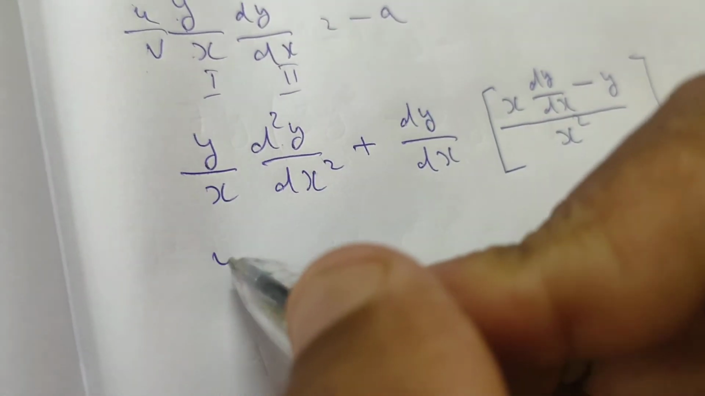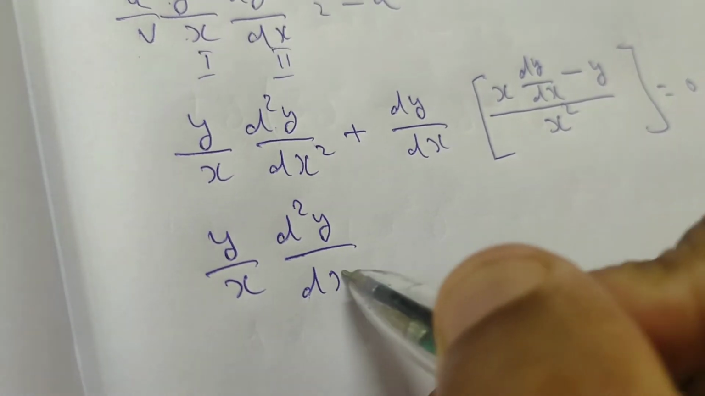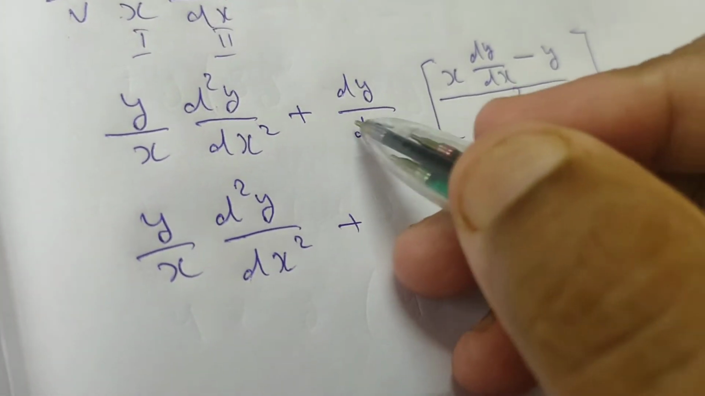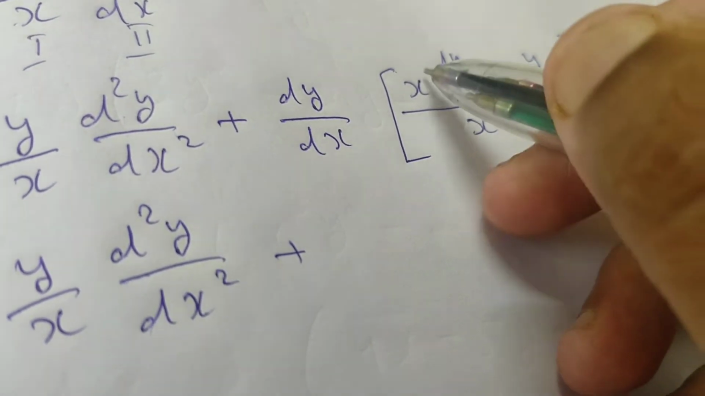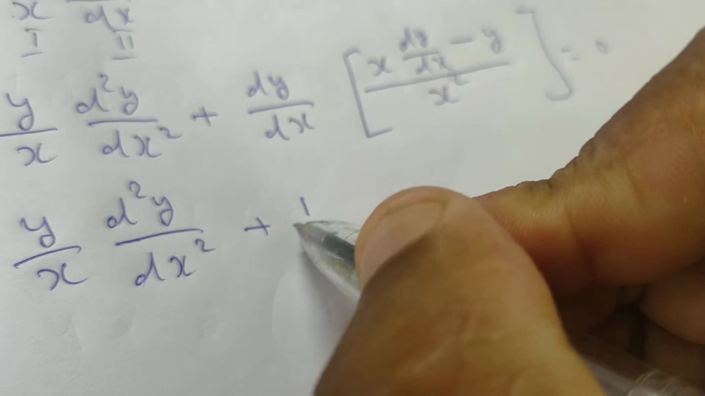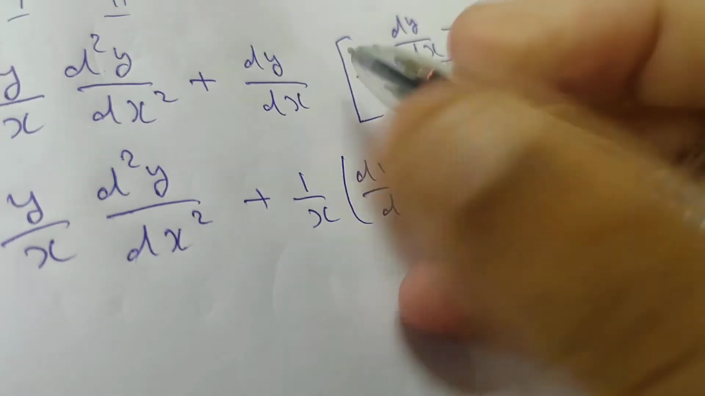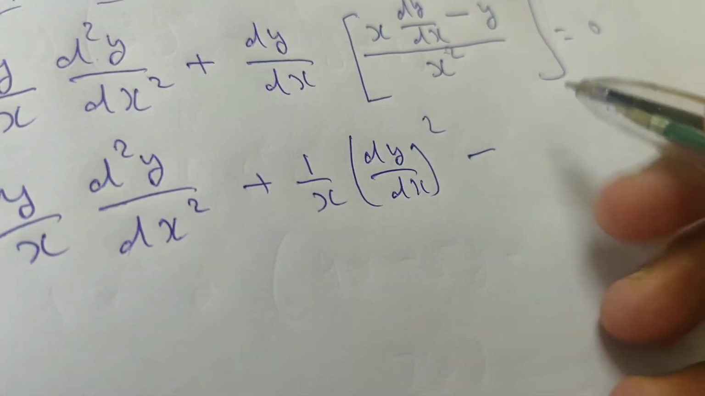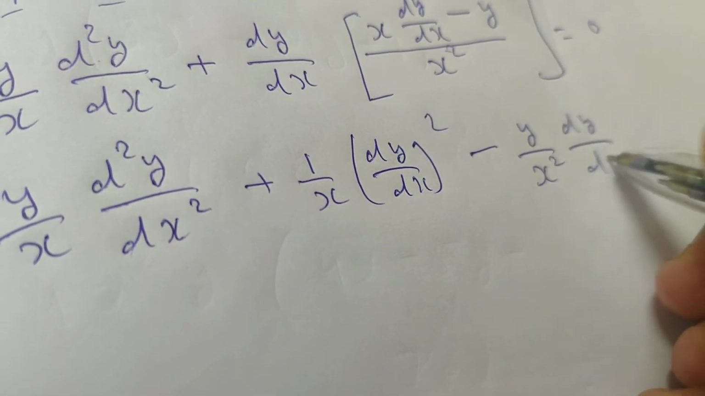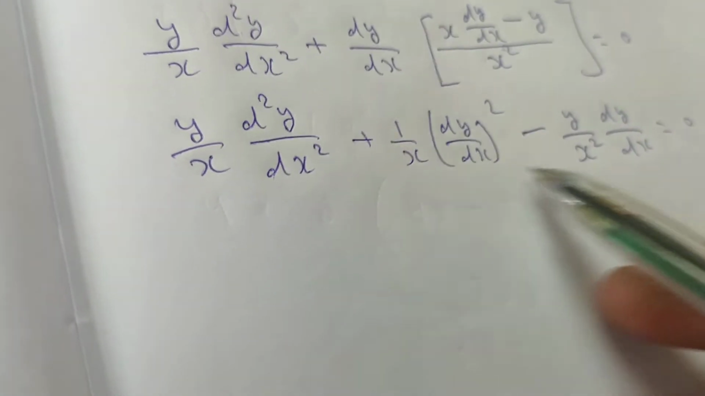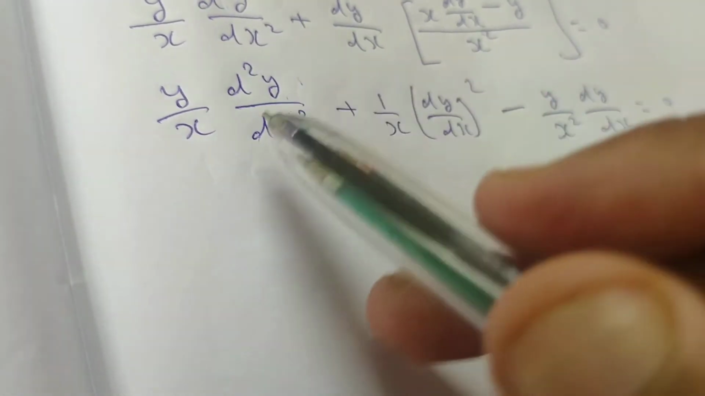Rewrite the equation, that is y by x d square y by dx square plus, multiply this equation inside it. You will get x to x cancel out, 1 by x dy by dx complete whole square, minus y by x square dy by dx. Since there is no constant, this is a differential equation of order 2 and degree 1.